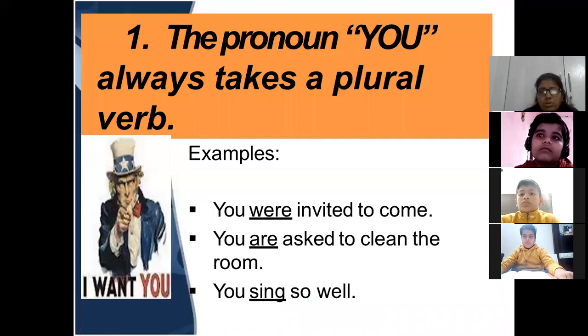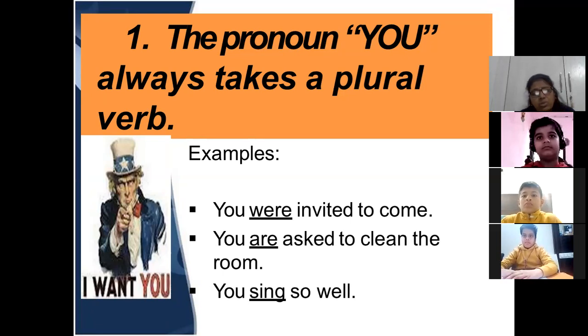So we'll move on for the first rule. The first rule says that the pronoun you always takes a plural verb. If I am talking to a single boy in your class or a single student in your class, I can say, you are not attentive, right? If I am saying to the whole class, I will also say, you are not attentive in my class. So you is a pronoun which always takes a plural verb. Like, you were invited to come. You sing so well. You are asked to clean the room.